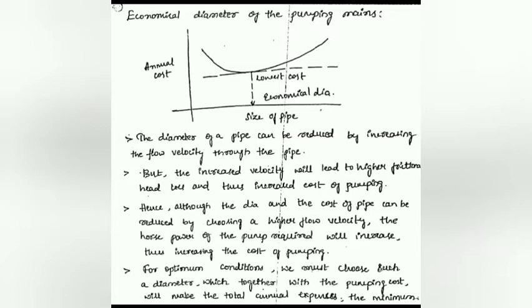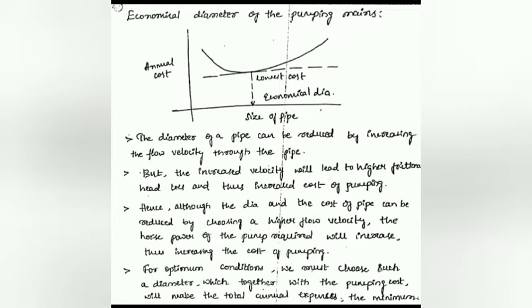Let us check some of the points here. The diameter of the pipe can be reduced by increasing the flow velocity through the pipes. As we know, when the area reduces, the flow velocity increases. But the increased velocity will lead to higher friction, head loss, and thus increased cost of pumping. Since the area is reduced, velocity gets increased, but increased velocity always leads to frictional head loss, and it increases the cost of pumping because the pump has to put in more effort to overcome the head loss.